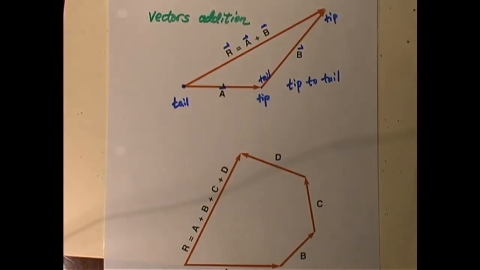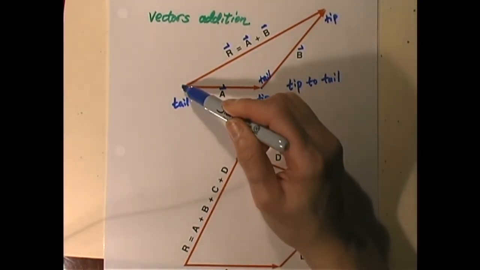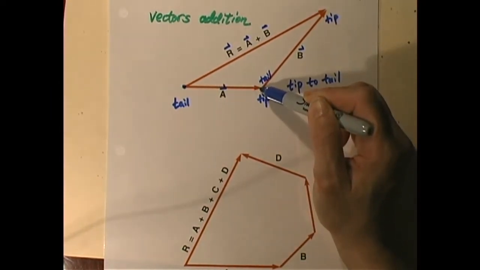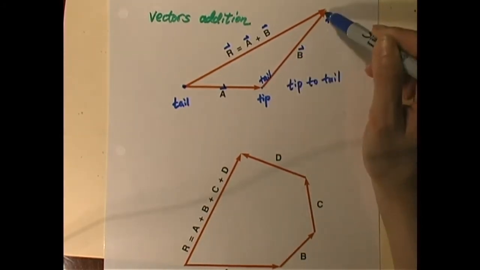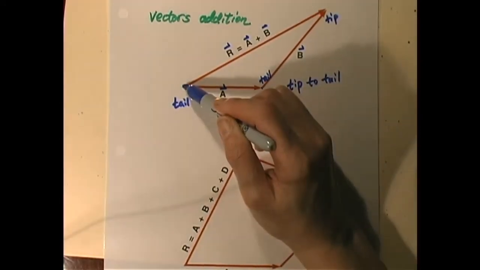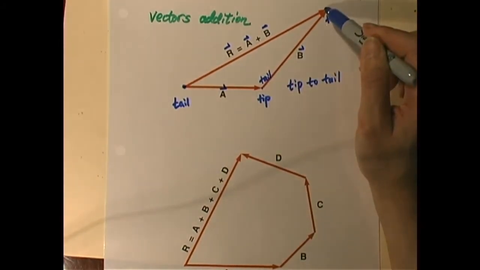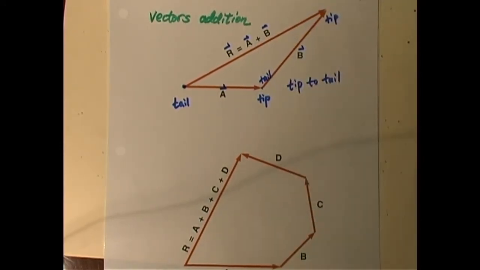What does that mean? For example, if somebody has this displacement A, and after that the second displacement is called B, so this person ends up here. If we ask where this person is now, we take the initial point as reference, and from the initial point to the final point is where this person is. So this is the resultant vector of A plus B.